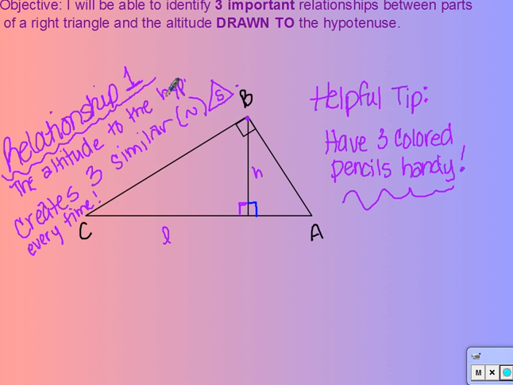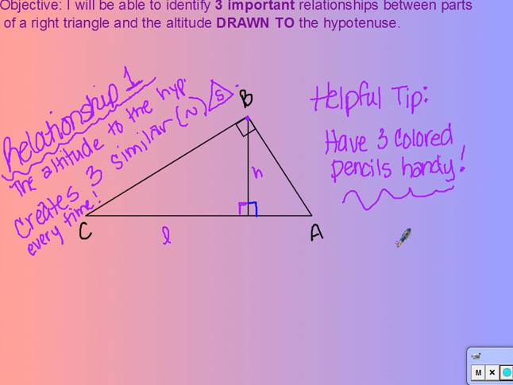Okay, so here's relationship number one. It's pretty basic, pretty easy to understand. I would say go grab three colored pencils or three highlighters. It's going to make things really easy to understand when you're writing your proportions and things like that. So go grab three colored pencils and then come on back.